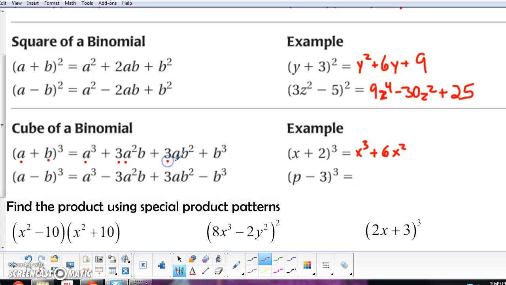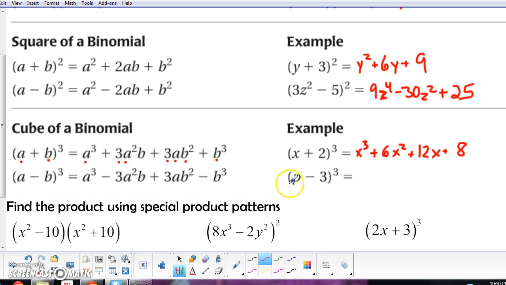Then I have 3 again times a, the first term, times b, the second term, squared. So that'd be 3x times 2 squared. Well, 2 squared happens to be 4, and 4 times the 3 that was there already will be 12. So how about plus 12x? The final term is b cubed, so the second number or factor, whatever it is, cubed. 2 cubed happens to be 8. I'll put a plus 8 at the end there, and there would be my product. Now, if that pattern isn't something you're going to remember, you could always take x plus 2 times x plus 2 times x plus 2 and do a whole lot of FOIL and come up with the same answer.